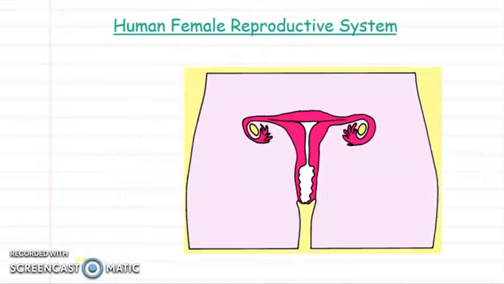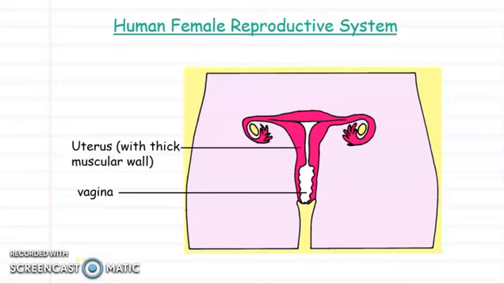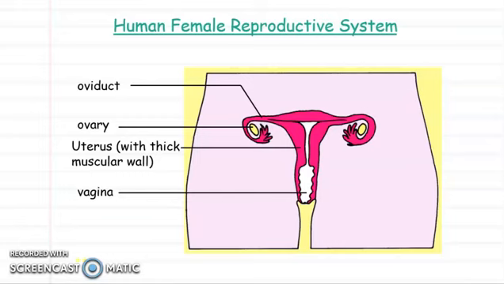If we have a look at the human female reproductive system first of all, sperm is deposited in the vagina. The uterus, where the baby develops, has a thick muscular wall. The oviduct carries eggs from the ovary towards the uterus, and is where fertilization ideally occurs. And the ovary, which of course produces the eggs.